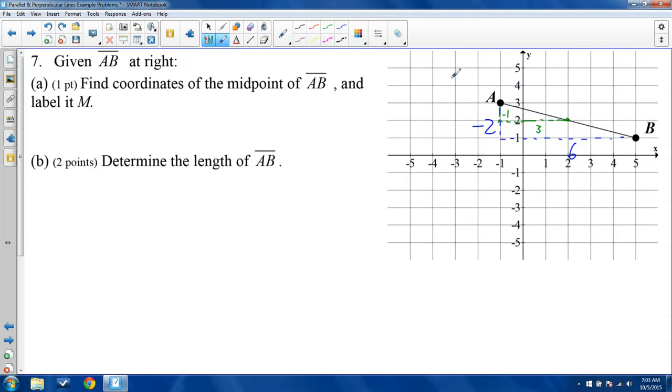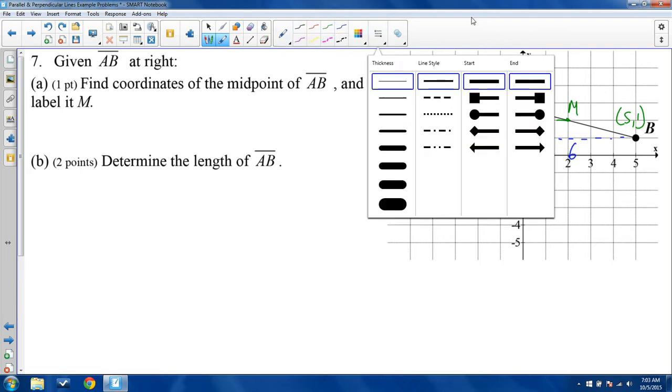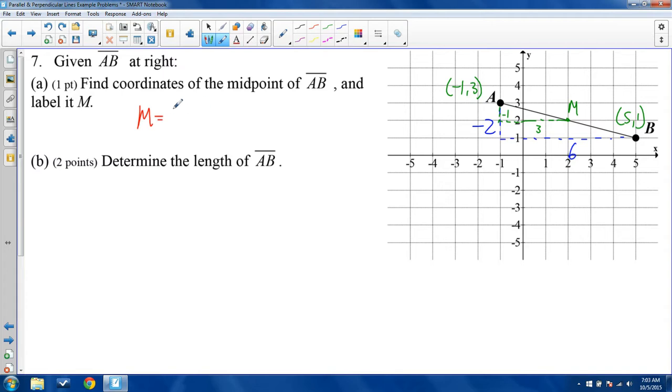Starting from A, which is at point negative 1, 3, just like last time, B here is at 5, 1. Well, this point here, M, is going to be down 1 from 3. Let's write that over here. M is down 1 from 3, and it's over 3 from negative 1. So I'm taking this point here, going down 1 to get to 2, and going over 3 from negative 1, that gives you the point 2, 2.